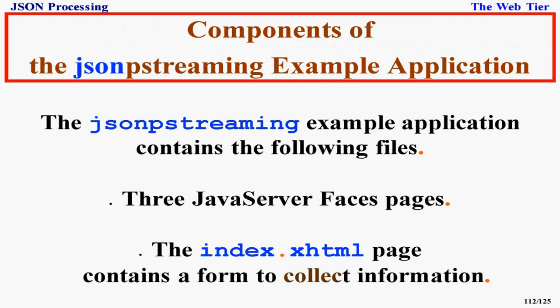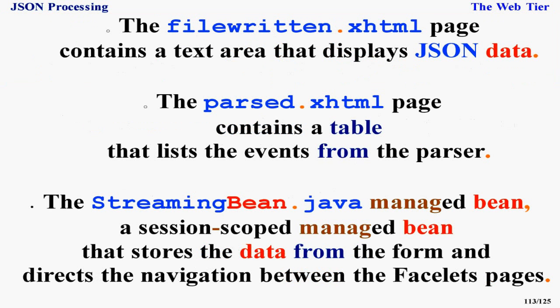Components of the JSON streaming example application. The JSON streaming example application contains the following files. Three JavaServer Faces pages. The index.xhtml page contains a form to collect information. The filewritten.xhtml page contains a text area that displays JSON data. The parsed.xhtml page contains a table that lists the events from the parser.